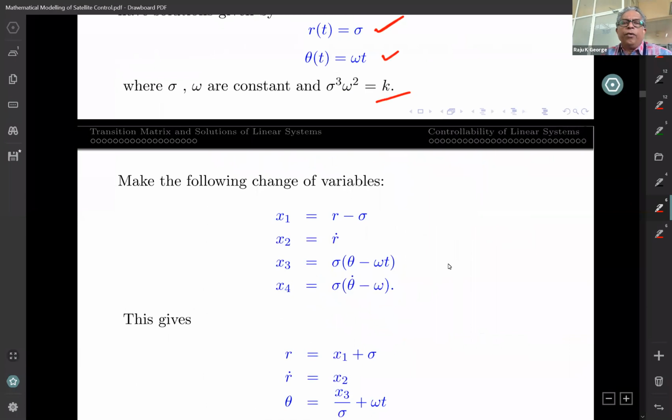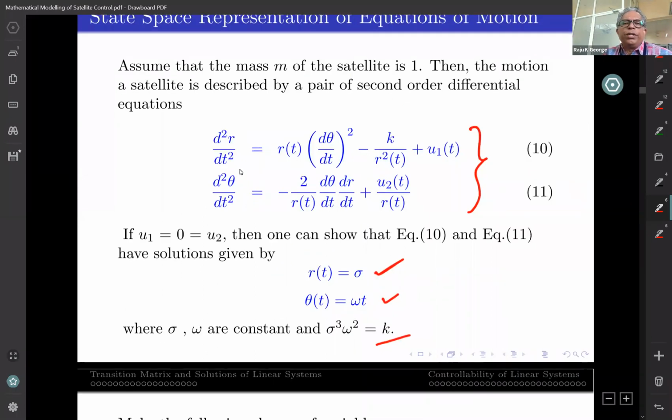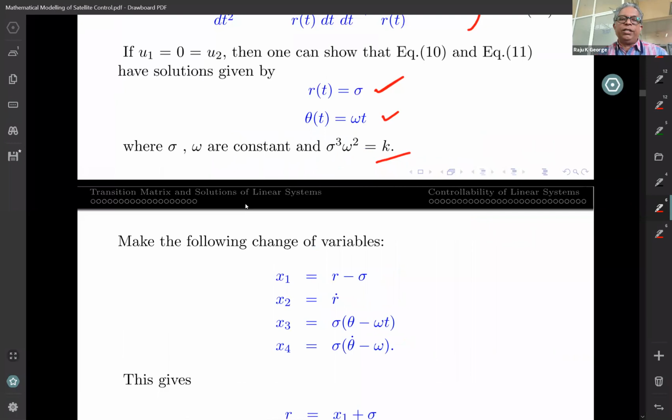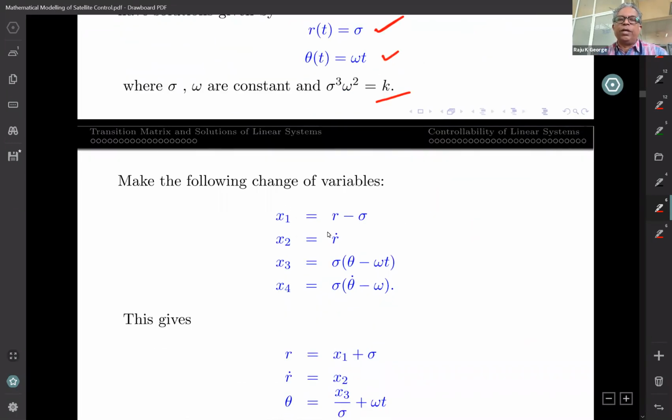Now we have two nonlinear equations, and both are second order equations. We can reduce these second order equations into first order equations. If you reduce these two second order equations into first order equations, we get four first order equations. Those four equations are known as a state space representation. For that we have to make a change of variables. Let's call x1 equal to r minus sigma, and x2 its velocity, its derivative. And x3 is sigma into theta minus omega t, and x4 is its velocity. So x4 is x3 dot, and x2 is x1 dot. That's the usual way we convert a higher order differential equation into a first order system of equations.